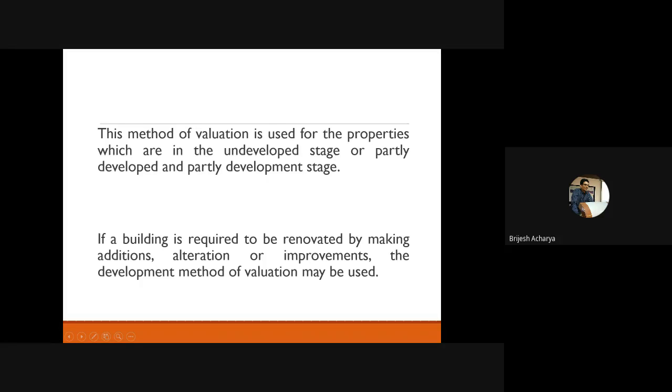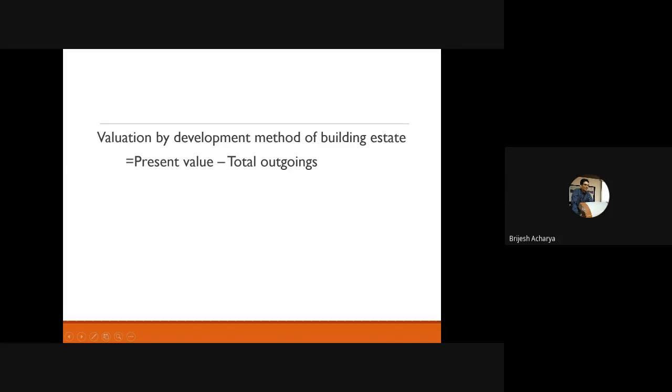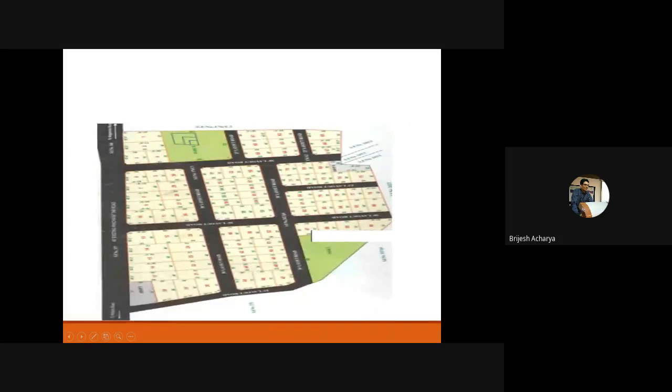If a building is required to be renovated by making additions, alterations, or improvements, the development method of valuation may be used. Valuation by development method of building estate is equal to the present value of property minus that of the total outgoings. So for this method, you have to find the present value minus the total outgoings. That will give you the valuation.